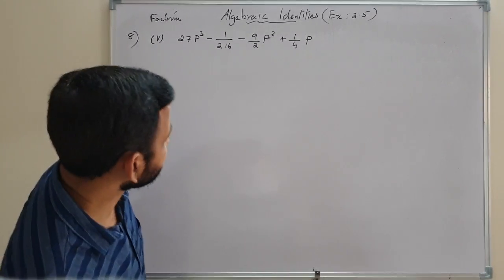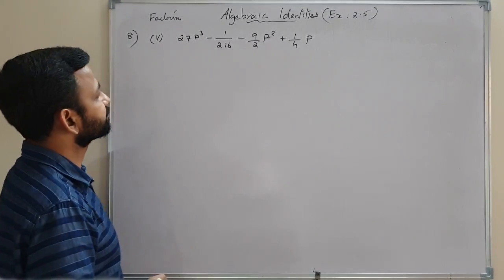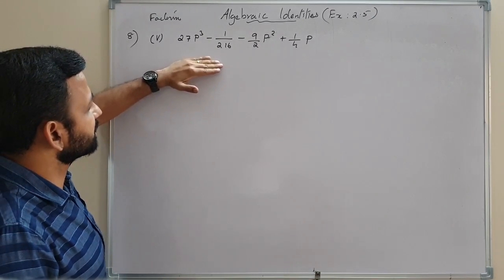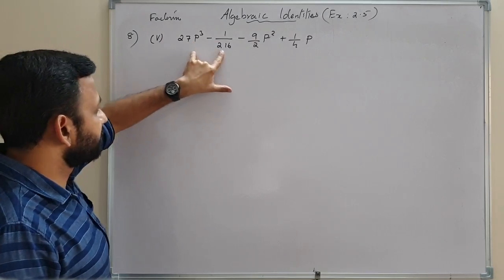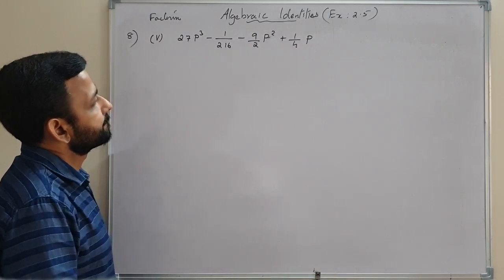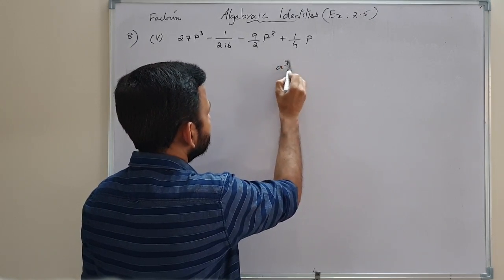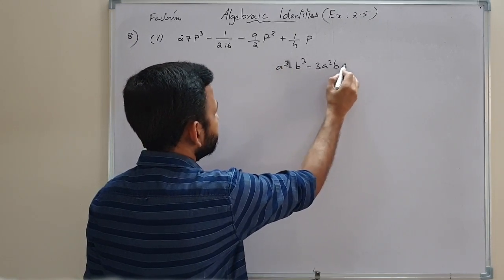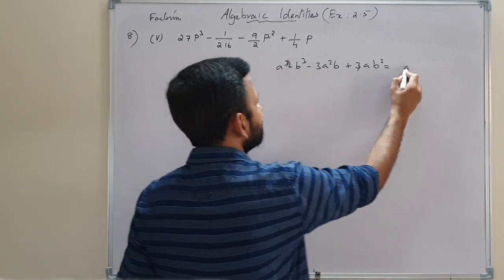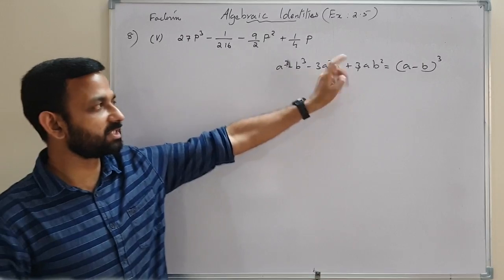So we are going to factorize this expression. We need to convert this expression into the product of its factors. Here we need to select the corresponding identity: a cube minus b cube minus 3a square b plus 3ab square equal to a minus b whole cube. So we are going to reduce this expression into this identity form.